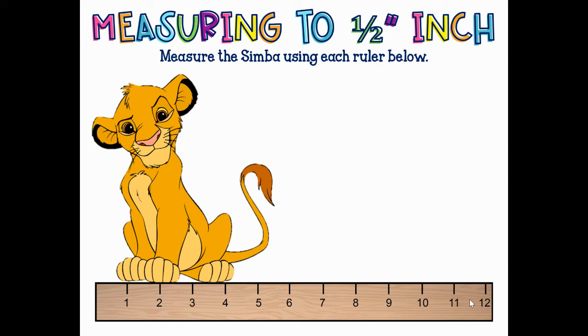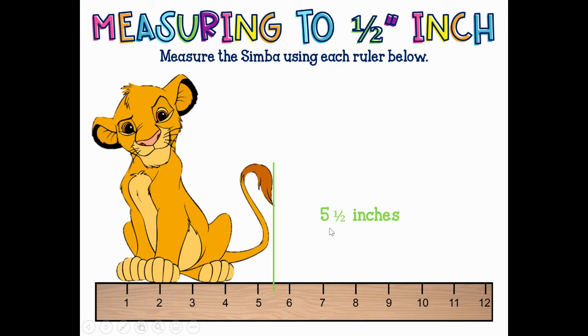What about Simba? I want to measure how wide Simba is. I have him lined up with the 0. I'm going to draw my line to see where the width of him ends according to my ruler. He's in between 5 and 6. So how wide do you think Simba will be? He's not quite 5 and he's not quite 6. What would be in the middle of 5 and 6? Good, 5.5 inches.